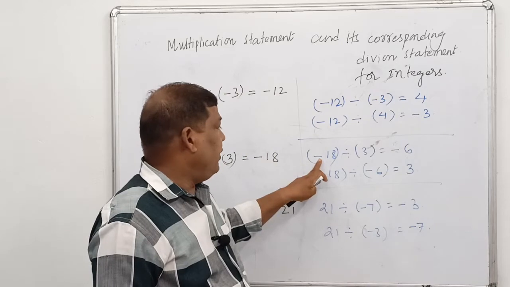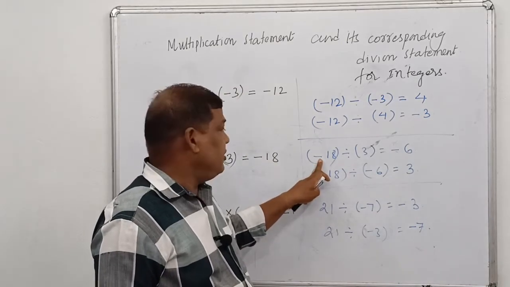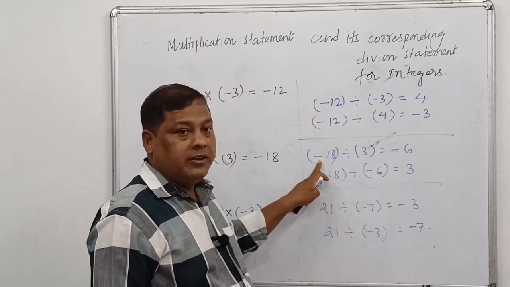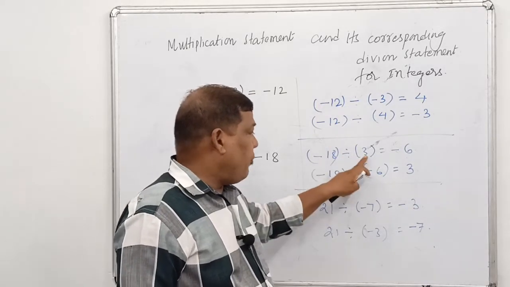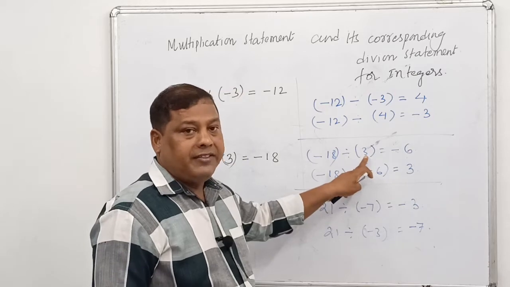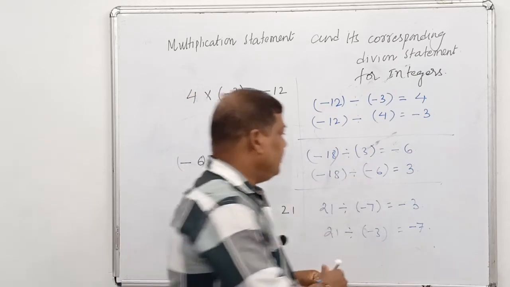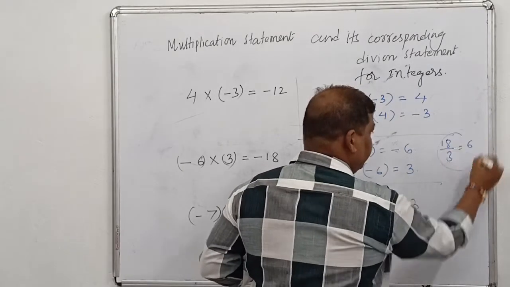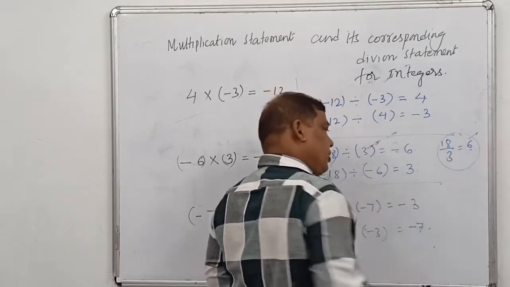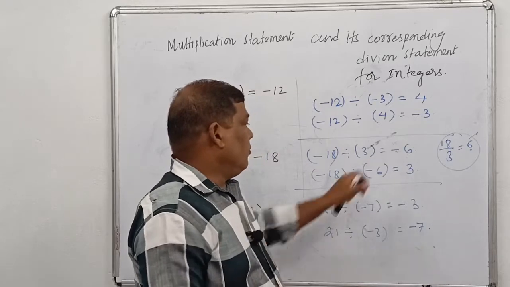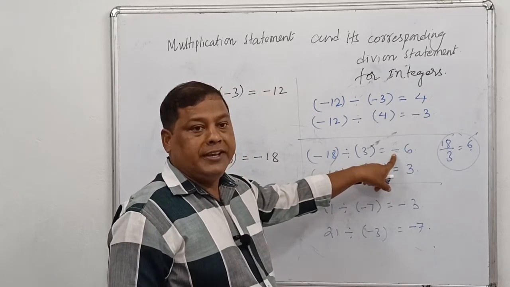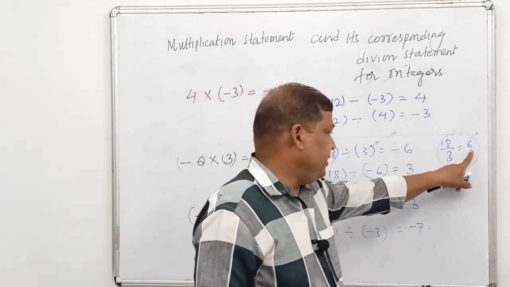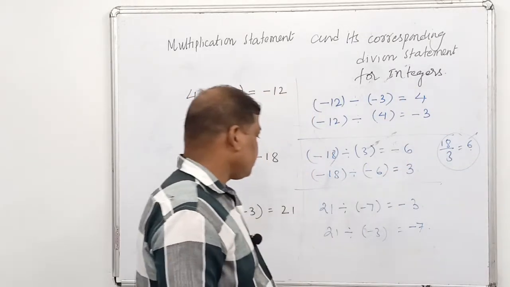Here is the negative integer, here is the positive integer. When we divide a negative integer by a positive integer, we divide them as whole numbers. That means 18 divided by 3 is equal to 6. It is the whole number, that is the quotient. We put a minus sign before the quotient. Here 6 is the quotient.